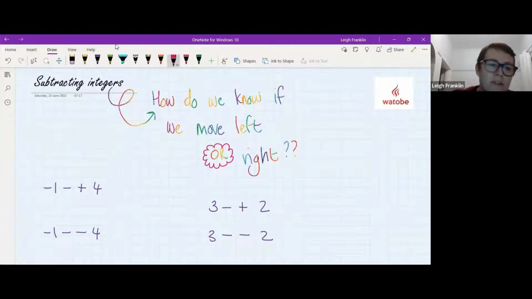Okay, so in the situations, I'm going to name this one number 1. All right, so if we start at negative 1 and we subtract a positive number, are we going to be moving to the left or to the right? What's going to happen with these two?